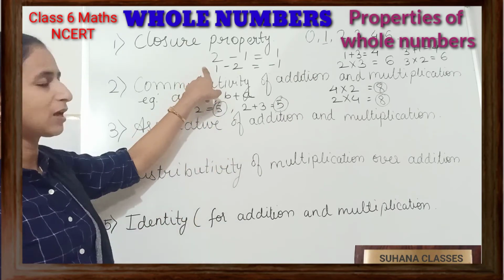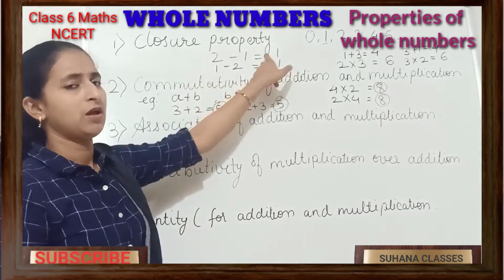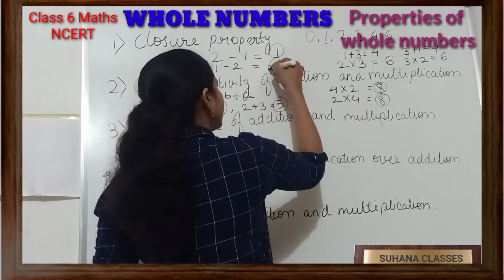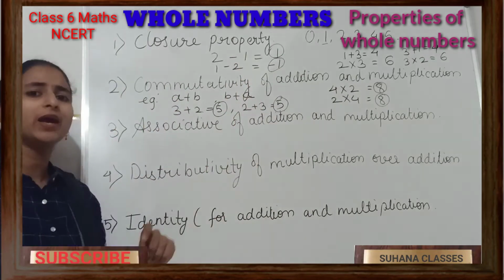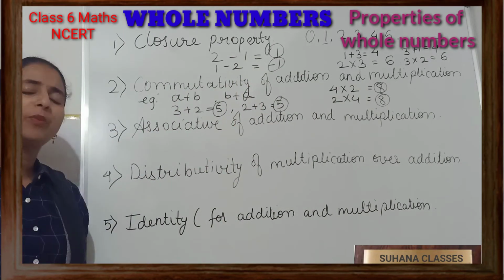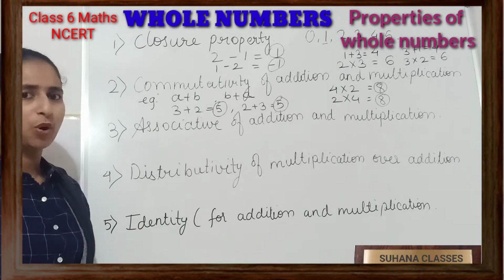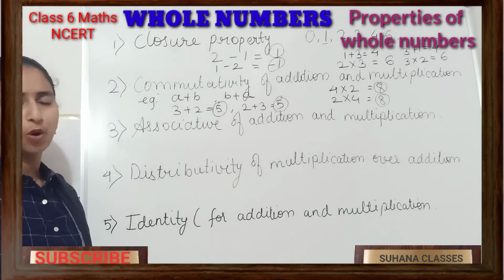You can take the same example. Here I got answer 1 and here I got answer -1. Both these numbers are not the same, so this is not followed by subtraction. Commutative property is not followed by subtraction. Now let's see the next property, that is the associative property.